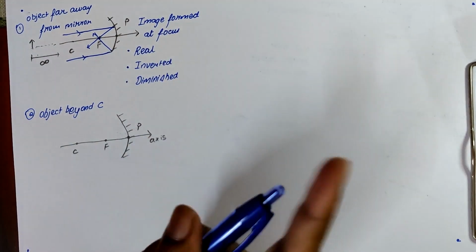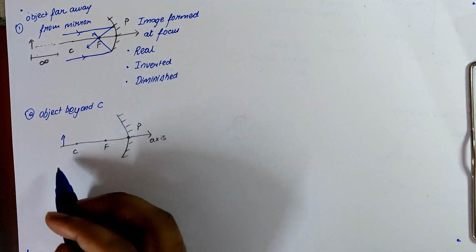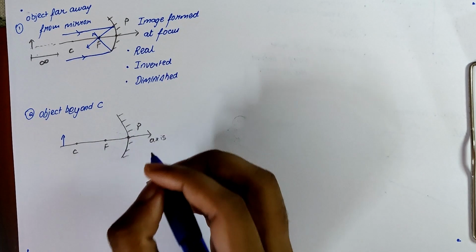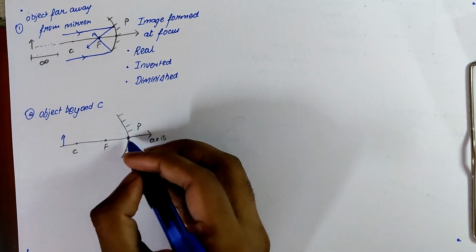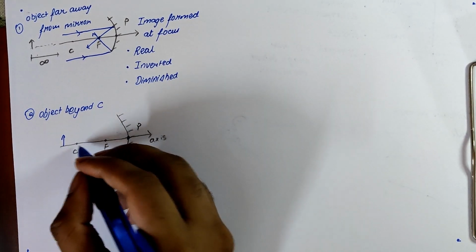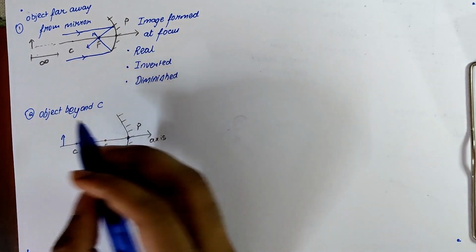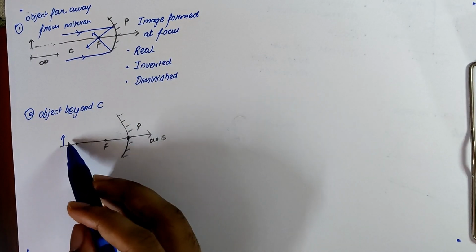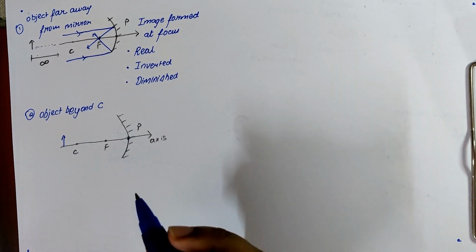Now what I'm gonna do is draw an object which is just beyond C. By the way, all the distances of the objects and images will be measured from the pole. That is, when you measure from the pole, the distance of the object is more than the distance to C. So this object is kept not too far away but quite far away from the mirror, in such a manner that it's going beyond C. Now let's see how the image is going to be formed.